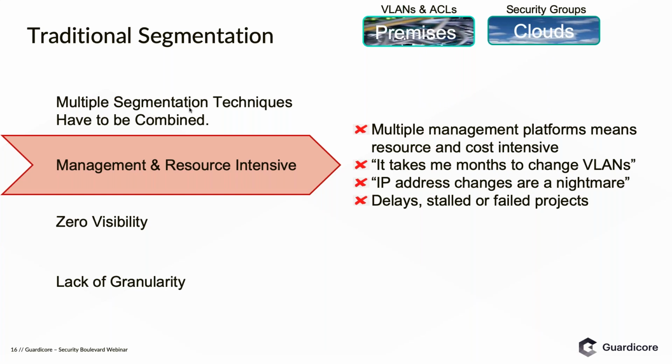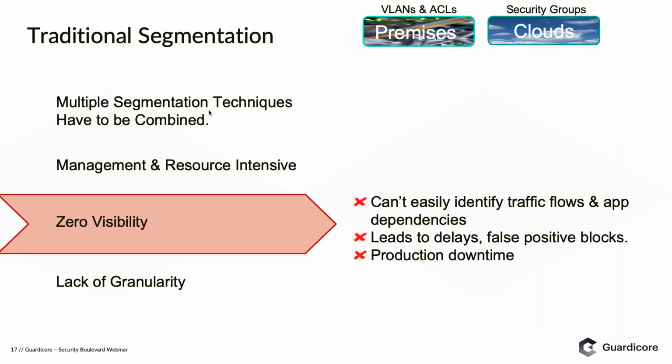Also, there's a lot of delays. When I talk to people this year and say, hey, how long does it take to change VLANs or change IP addresses? They say it takes months. It's an act of Congress. It's a real problem. So you end up with a lot of delayed and stalled and even failed projects. And also these traditional techniques don't have any visibility included in what they do. And so you can't map out easily traffic flows and app dependencies. You can't find ways that the applications are behaving appropriately, how they behave, and it leads to a lot of delays, even false positive blocks in some situations, and production downtime.